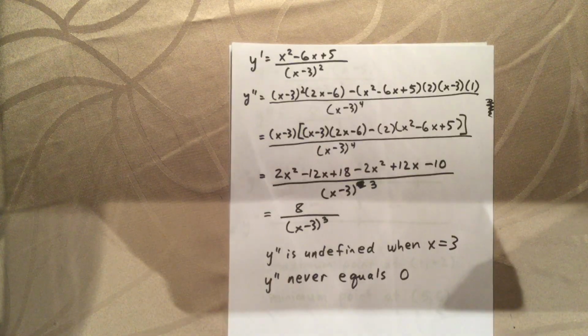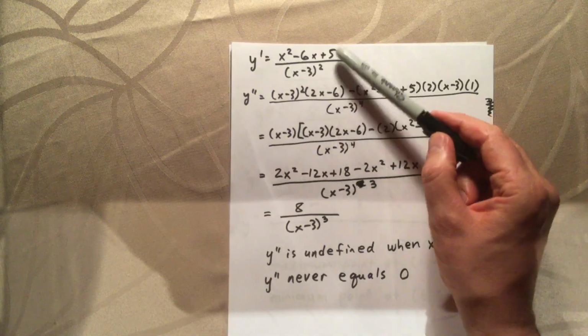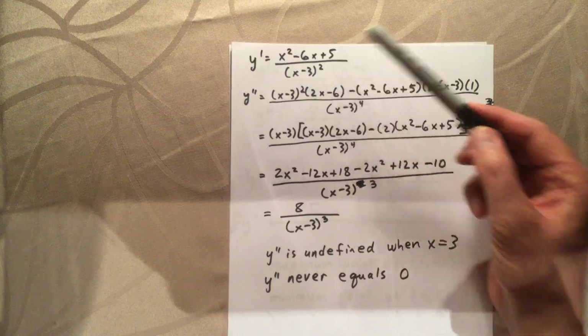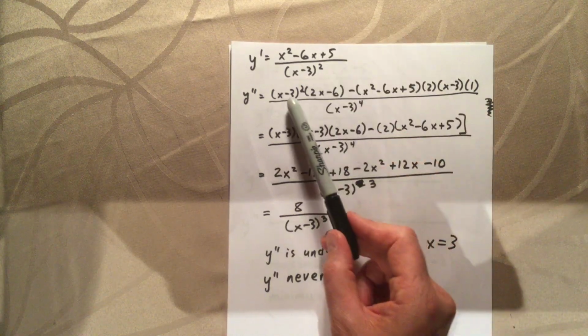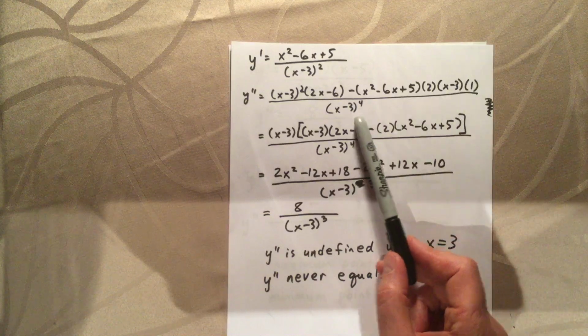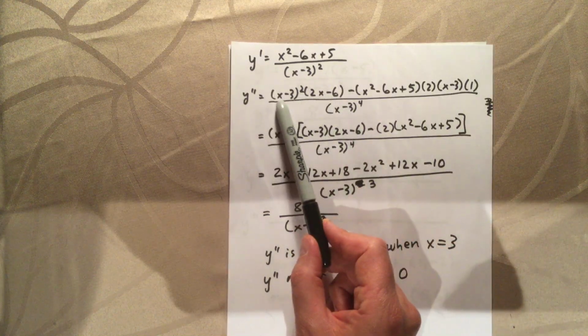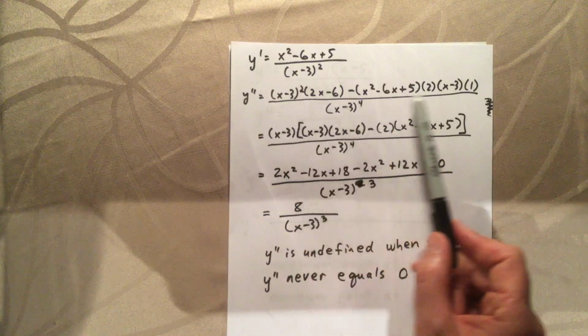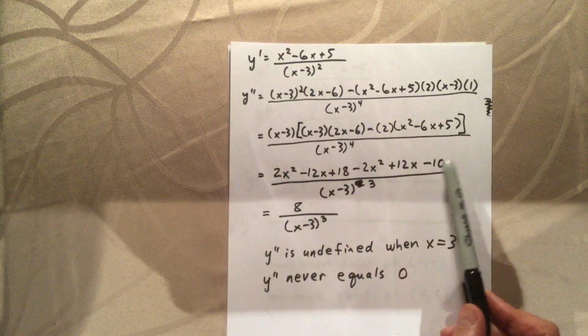Okay? Now, our first derivative is given by this expression. Using the quotient rule again, we can come up with the second derivative. Now notice that this quantity has 2 factors of x minus 3, and this quantity has 1 factor of x minus 3.